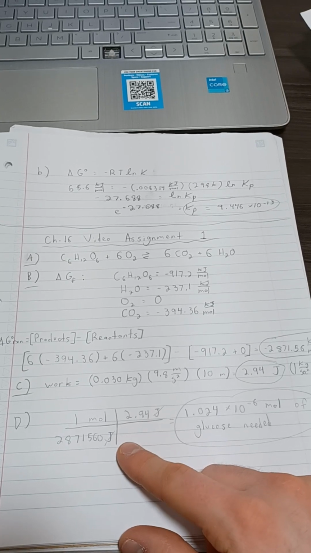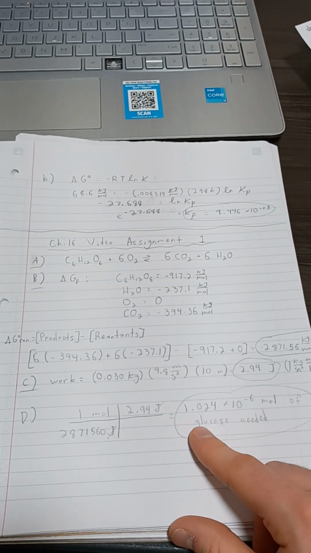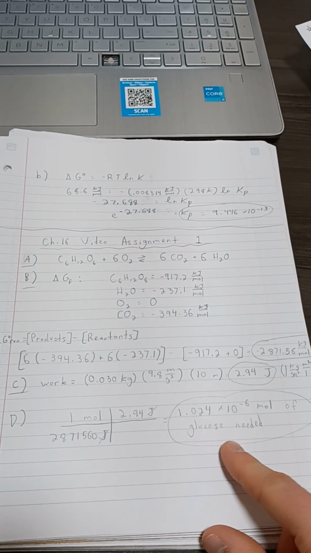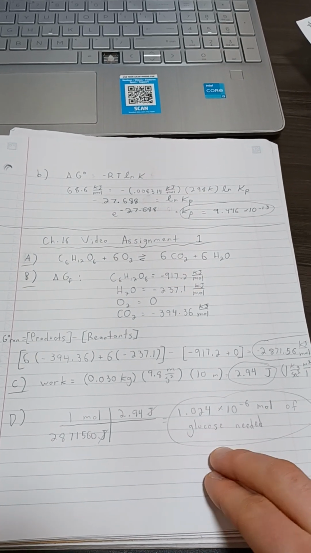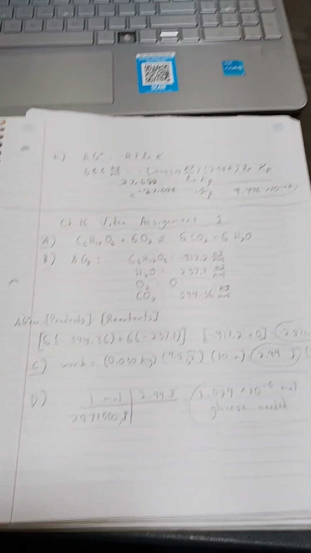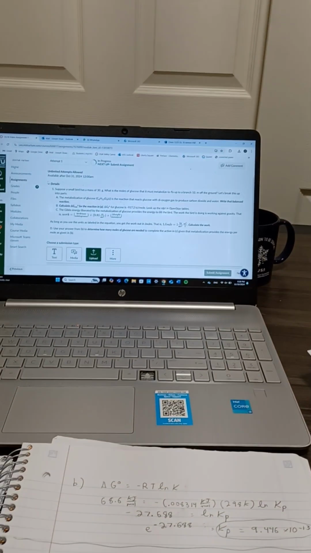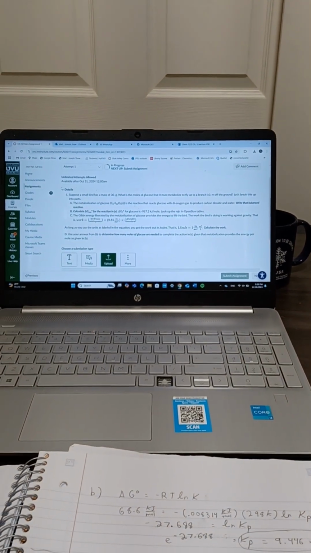Multiply that together, and we find that 1.024 times 10 to the negative 6 moles of glucose are needed for that part. And that is parts A, B, C, and D for problem number 1 for video 1 on chapter 16.